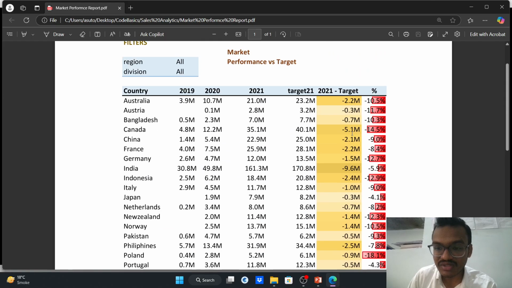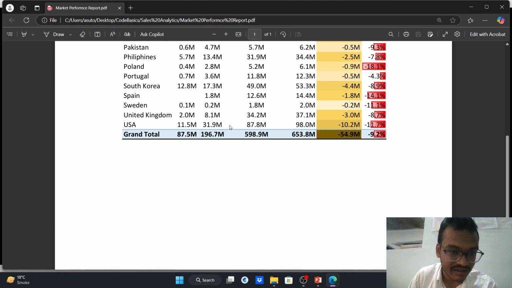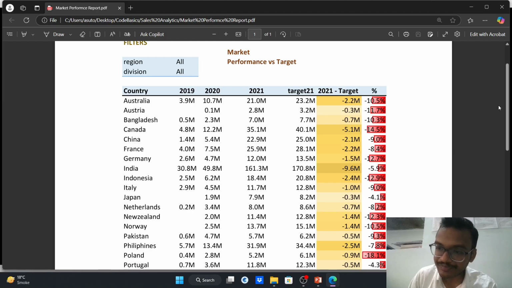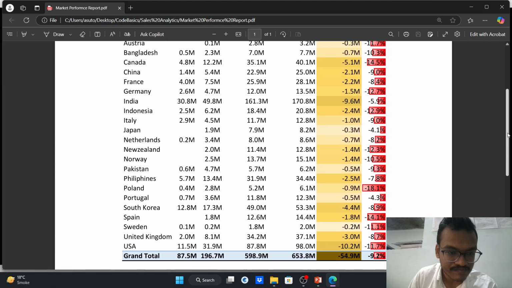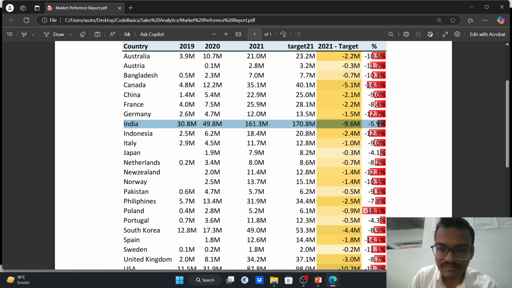Okay, so here you can see majority of all the countries are underperforming. Okay, where is India? Let's go to India. India, for India, the sales done in 2021 is 161.3 million, whereas the target given to it was 170.8 million. So this is the difference between the target and the sales. So that is minus 9.6 million. Okay.